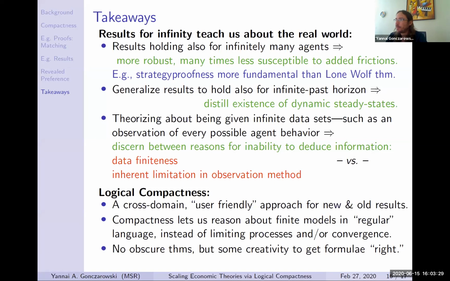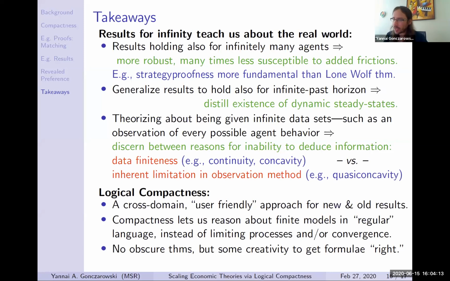Generalizing results for infinite past horizons helps us distill the existence of dynamic steady states. Theorizing about being given infinite data sets, such as observations of every possible agent's behavior, that's what we just talked about, helps us discern between reasons for the inability to deduce information. So data finiteness in Afriat's theorem is the reason that we cannot deduce whether the utility function of the consumer is continuous or concave. We actually can rule that out if we have infinite data, but we cannot rule quasi-concavity out using infinite data. That's an inherent limitation of observing only demand.